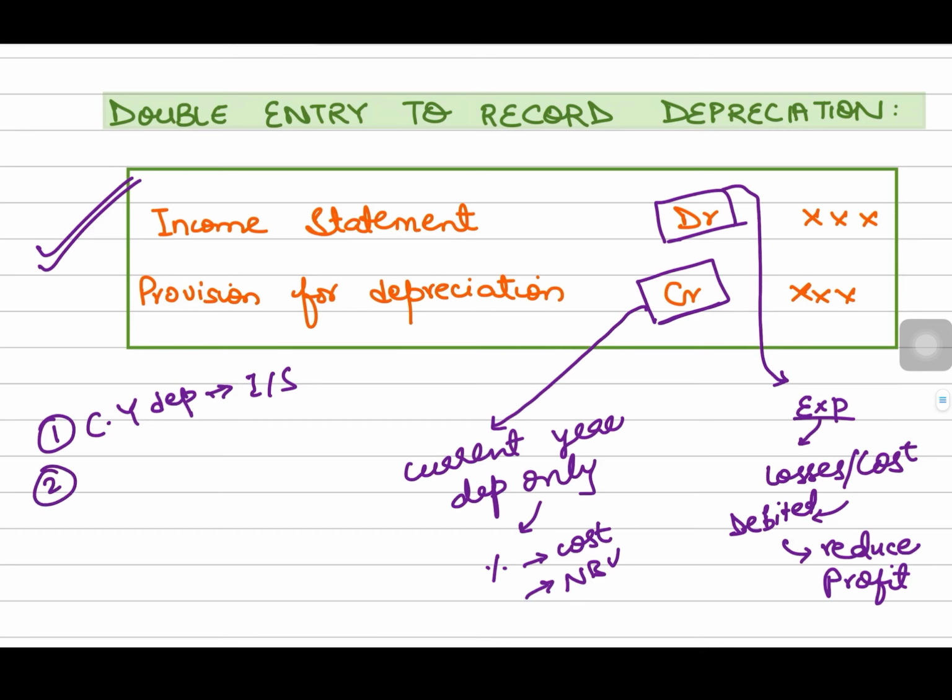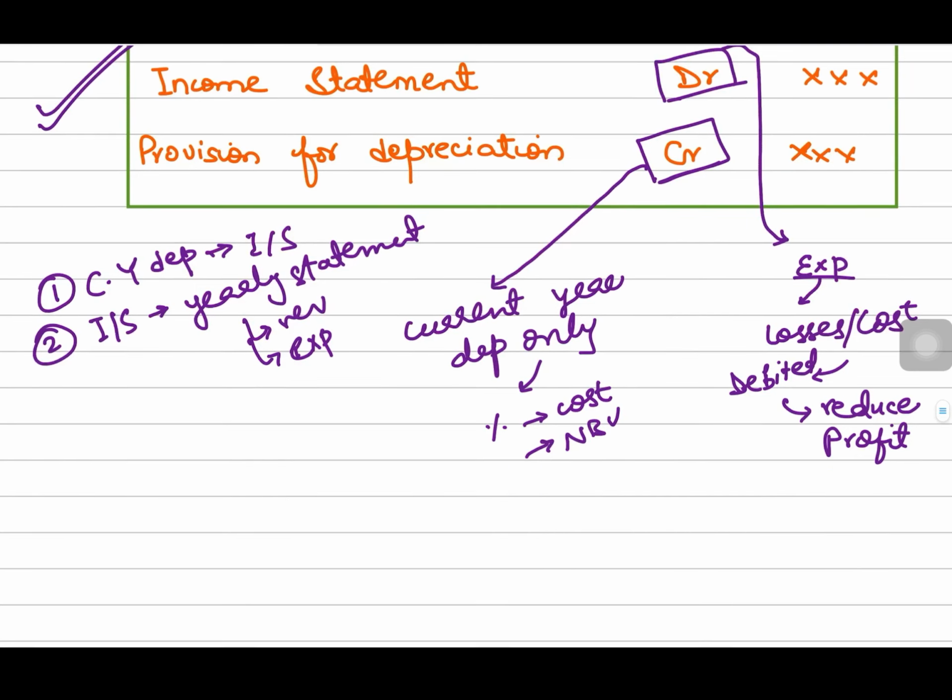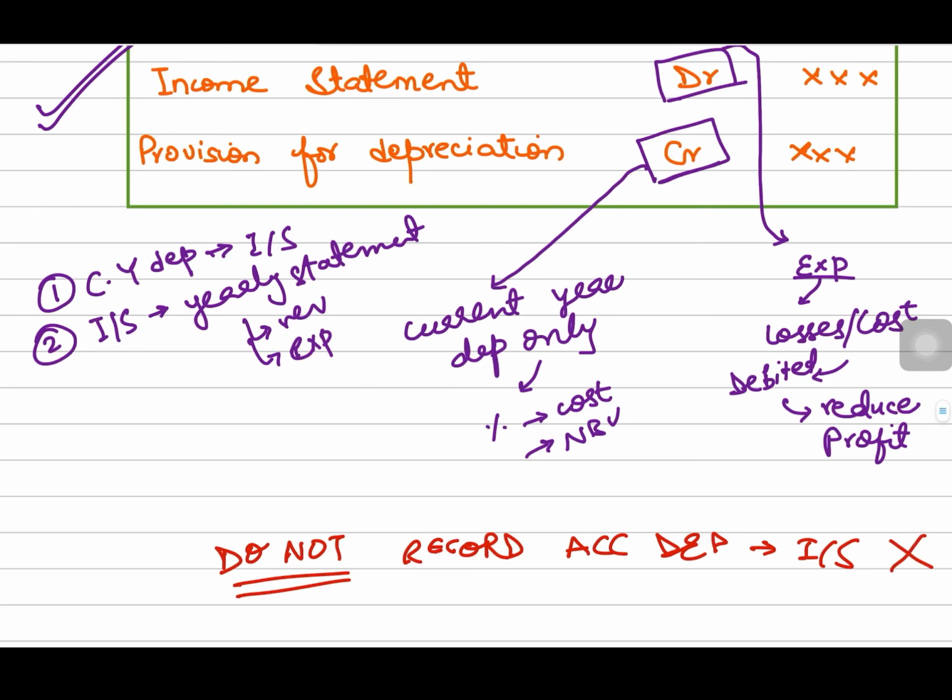Now, why is that so? This is because we know that the income statement is a yearly statement. So only the yearly revenues and only the yearly expenses or incomes are recorded in the income statement. So we do not record the accumulated depreciation in the income statement. We just calculate the current year depreciation and we make the double entry with that value.